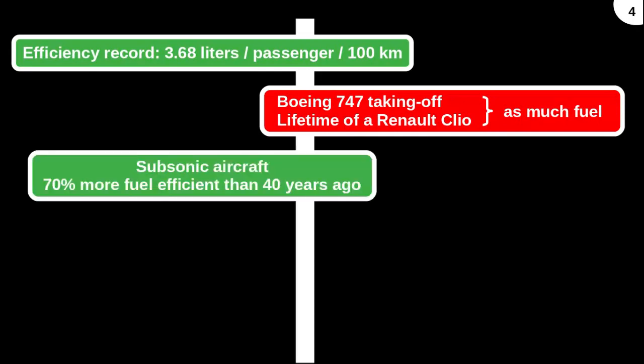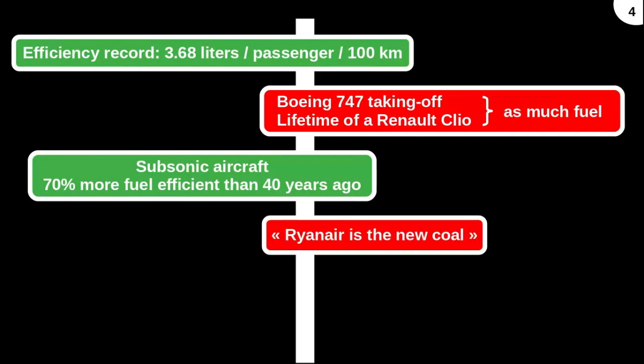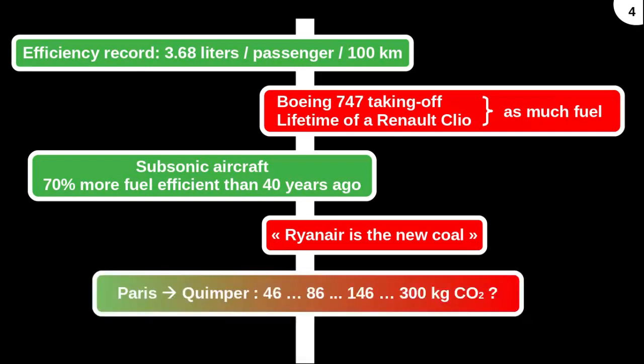When you read about fuel efficiency reductions of 70%, it seems good, but then you may read about airlines being compared to coal, and coal has a bad climate reputation, so it doesn't seem good. And for a given flight, you may find highly variable figures, for example, ranging from 46 to 300 kilograms of CO2 for a flight from Paris to Quimper. This is puzzling. During this lecture, I will clarify all these statements.